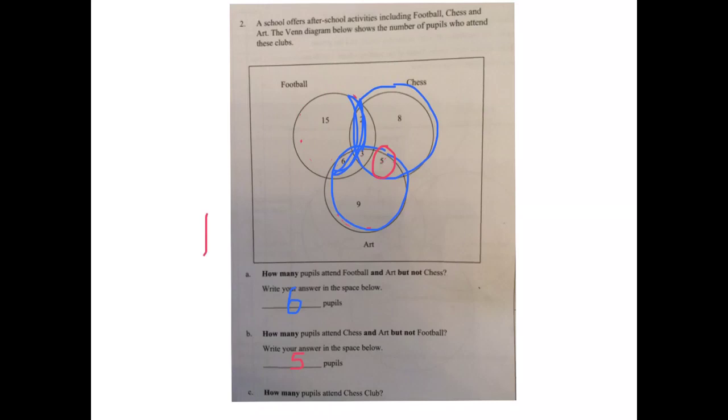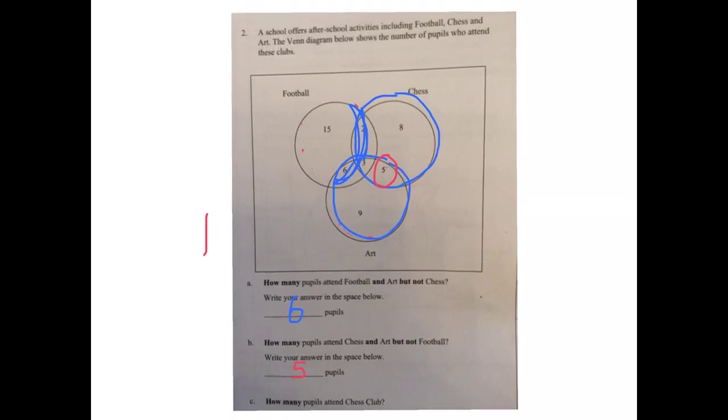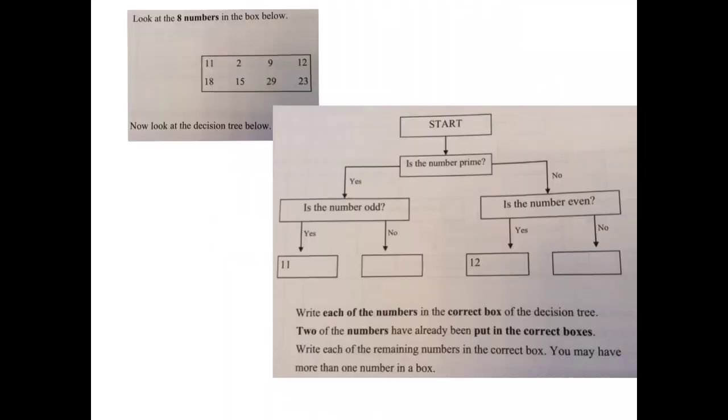And our last question, how many pupils attend chess club? Well, we would just have to count everybody who is within the chess circle. So we would have 8, 2, 3 and 5, and you have to add them all together. 8 and 2 give me 10, and the rest bring me up to 18 people. That would be our answer for the last question.